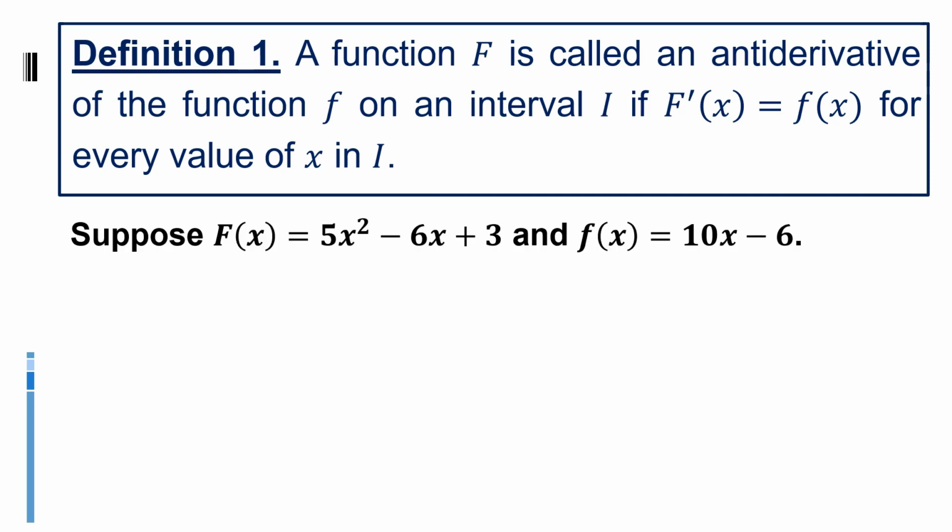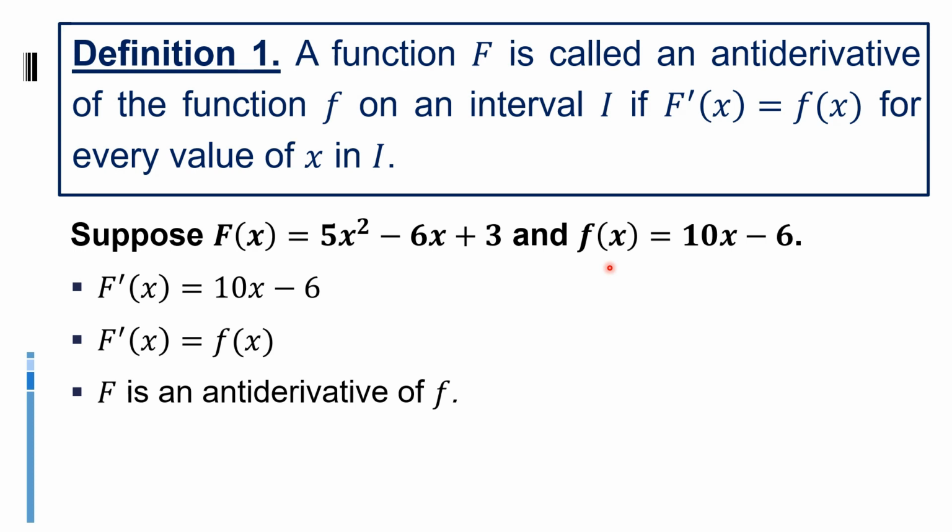So suppose we have this capital F of x equals 5x squared minus 6x plus 3 and small f of x equals 10x minus 6. So titignan natin ngayon kung yung derivative ba nito is equal kay f of x. Now if we get the derivative of that, we have capital F prime of x is equal to 10x minus 6. And clearly, capital F prime of x is equal to f of x. Therefore, our conclusion is capital F is an antiderivative of f.